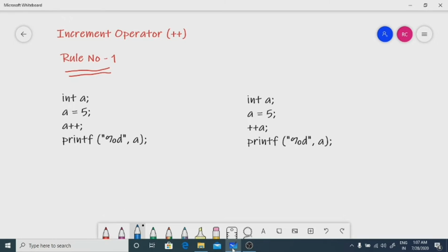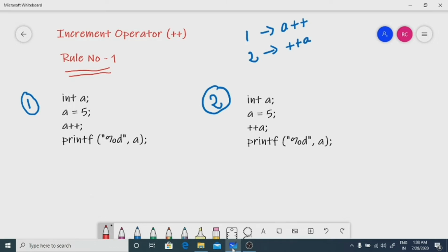Here, if you observe, plus plus is there after A. I call this program number 1 and this program number 2, so it will be clear. In program number 1, we used A plus plus, and in program number 2, we used plus plus A. In program number 1, plus plus is there after A, so we call it post increment. Here, plus plus is there before A, so we call it pre increment.